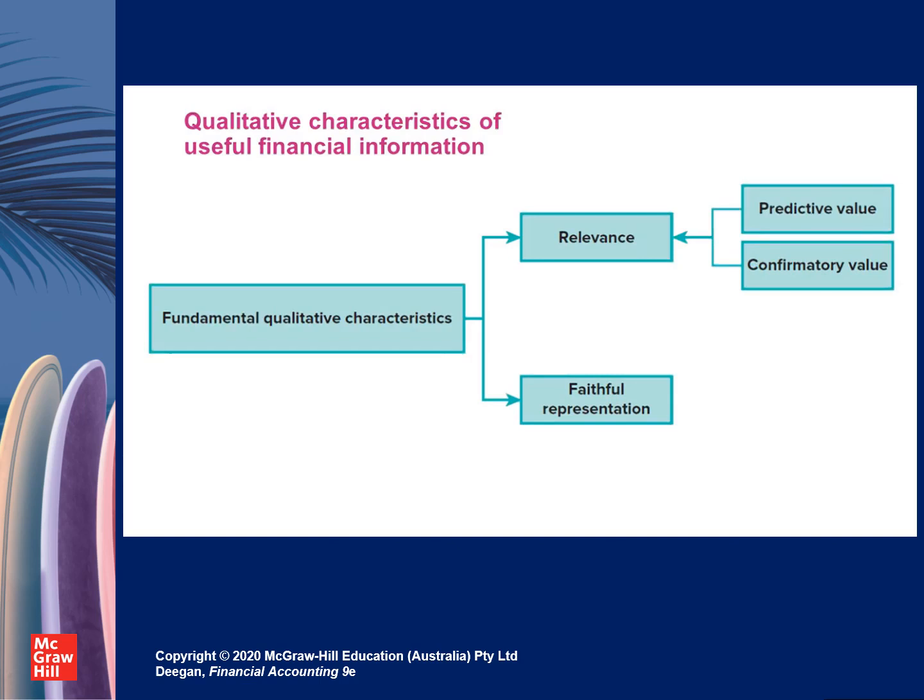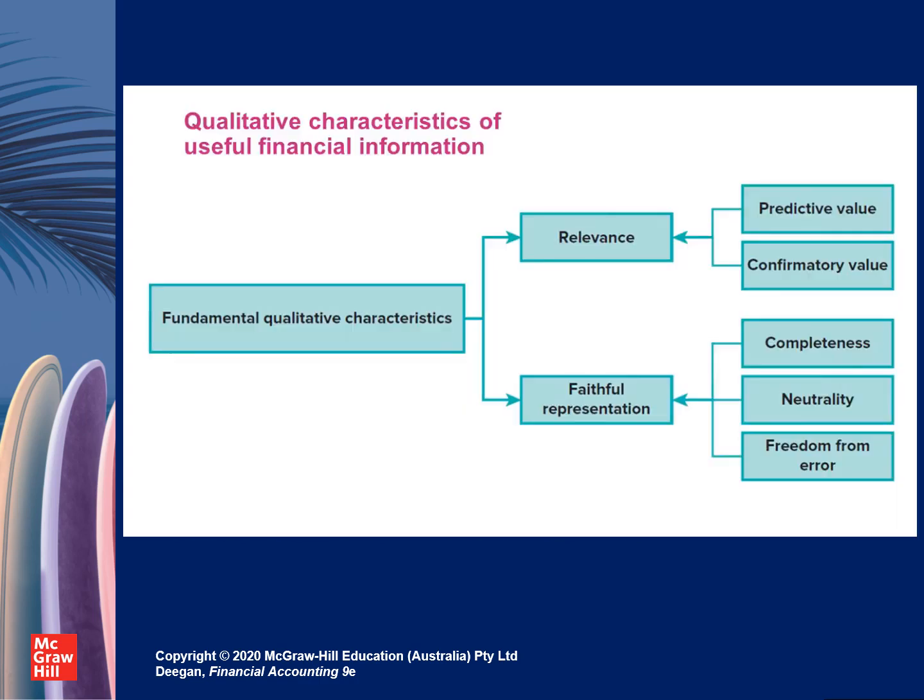The second one is representational faithfulness. General purpose financial reports should report information that's representationally faithful. What we might have once referred to as reliability. And that means it should be complete, neutral, ideally free from error, and so just totally unbiased. So for information to be useful, it should be both relevant and representationally faithful.